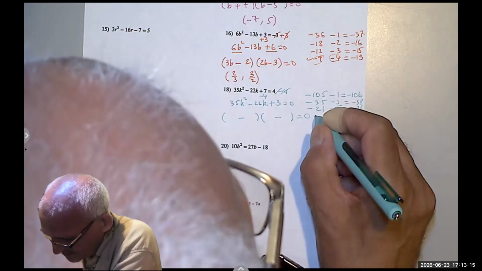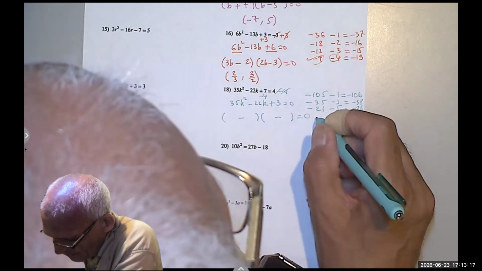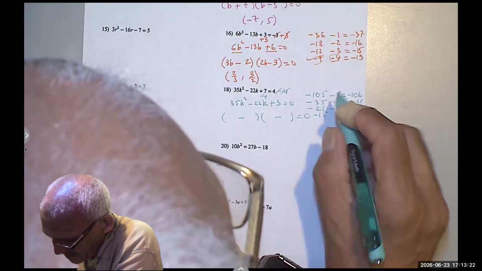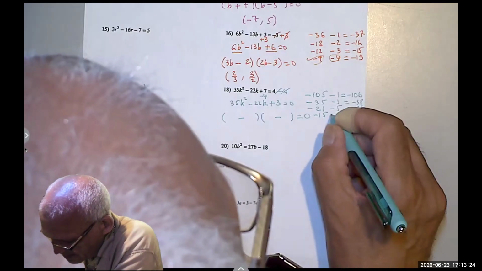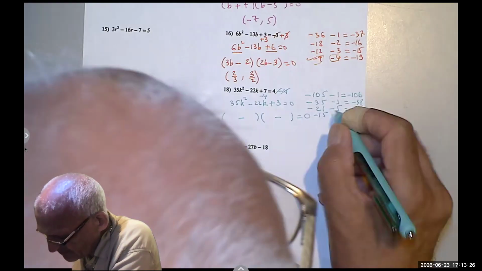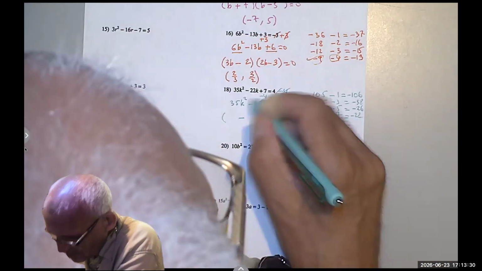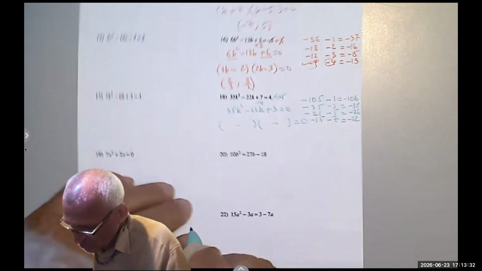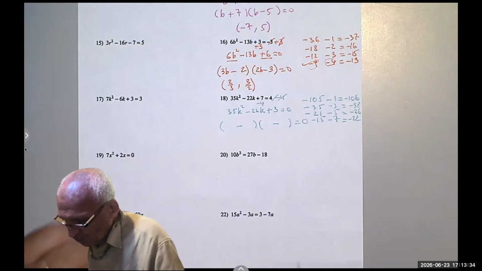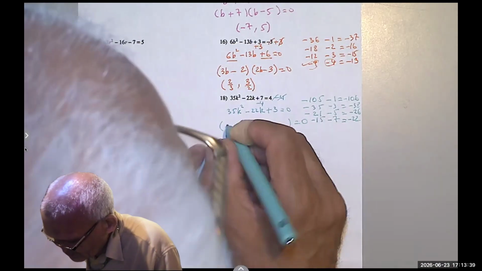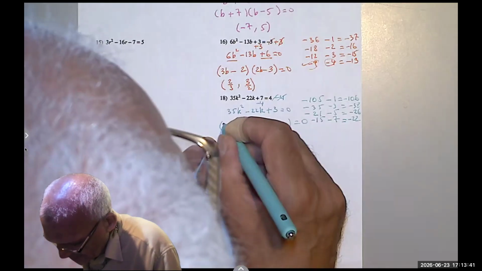Divided by 7 is negative 15. I'm sorry, we said 7 and, yeah, 7 and 15. When you subtract, you get negative 22. Bingo. So, okay, one term gets me 7, so that must be 7k, right?